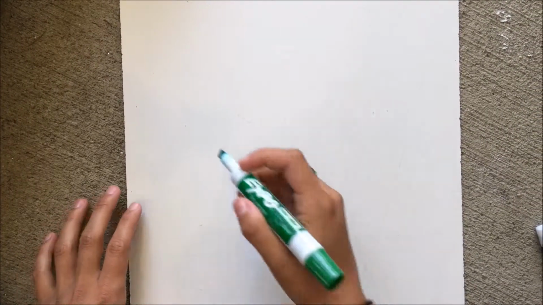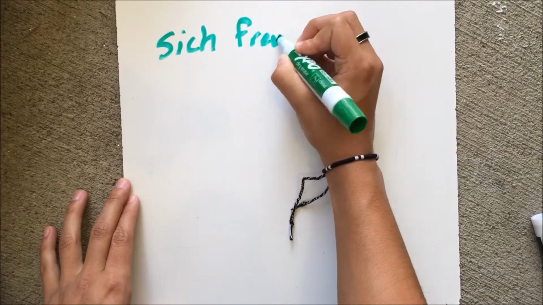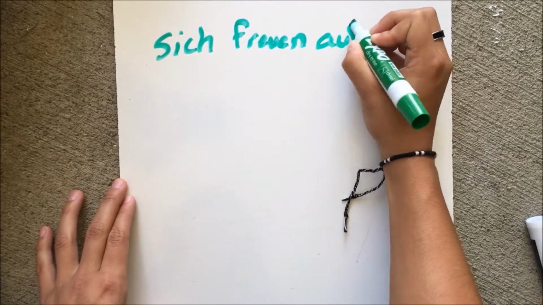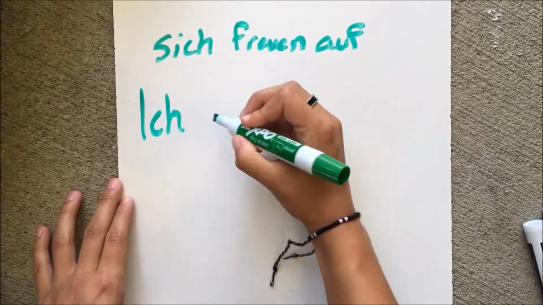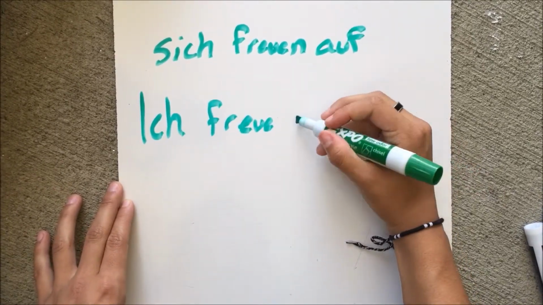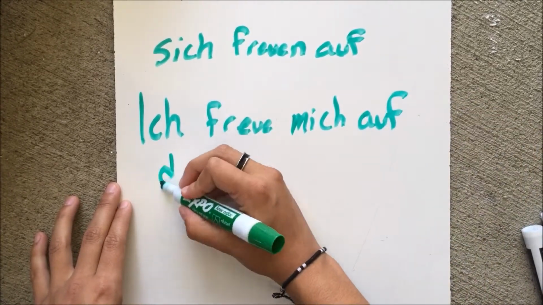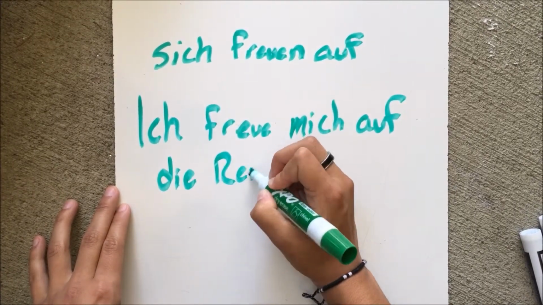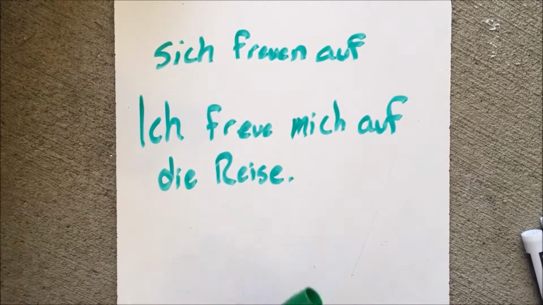Transition, please. When using reflexive verbs, the verb must be conjugated to match the subject. So for example, if you're using sich freuen auf, which means to look forward to, in a sentence, you would put ich freue, to conjugate for ich, mich as your pronoun, auf, and then the object, die Reise. So now this sentence says, I look forward to the trip.